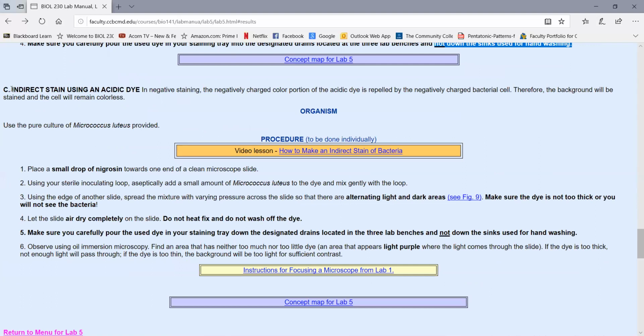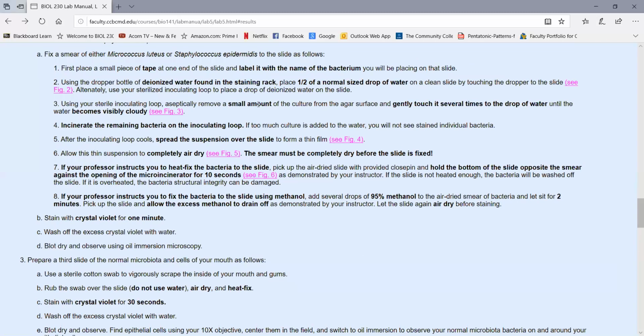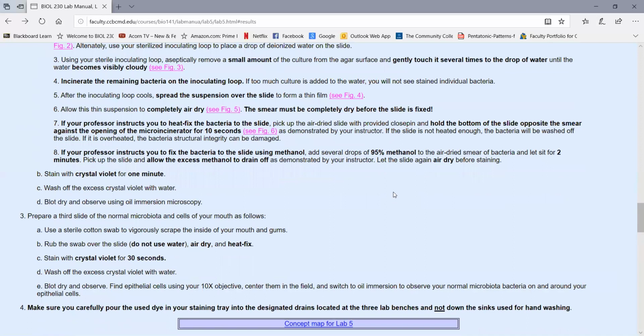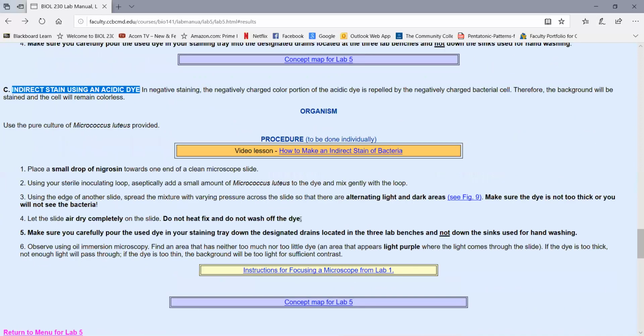Now, the procedure for doing an indirect stain with an acidic dye is the next one. Your lab instructor may or may not have you do this one. If we are doing traditional labs, I usually concentrate on the 2 direct stains, because that's the procedure you need to know for all the gram stains we'll be doing during the course. I'd rather get practice on that, since we won't use an indirect stain after today, but your lab instructor may like you to do the indirect stain. So let me go through the procedure for that.